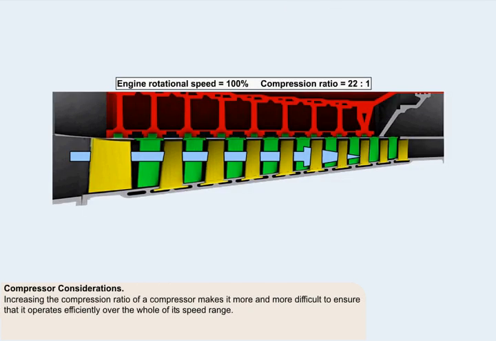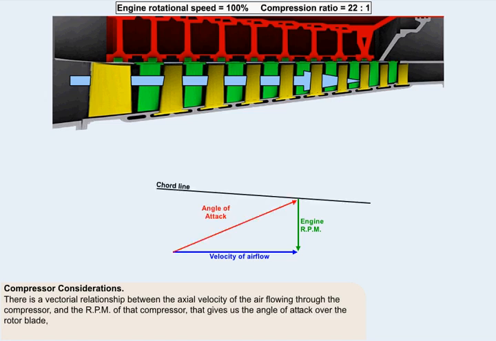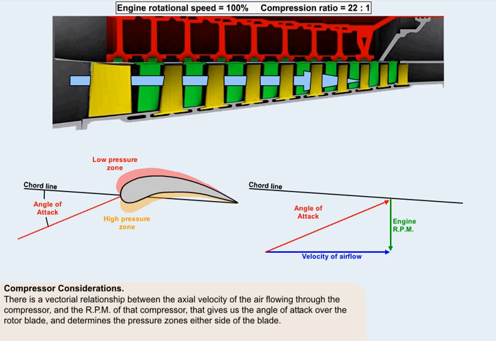Increasing the compression ratio of a compressor makes it progressively more and more difficult to ensure that it operates efficiently over the whole of its speed range. This diagram shows the vectorial relationship between the axial velocity of the air flowing through a compressor and the RPM of that compressor. That relationship gives us the angle of attack over the rotor blade and determines the pressure zones either side of the blade.